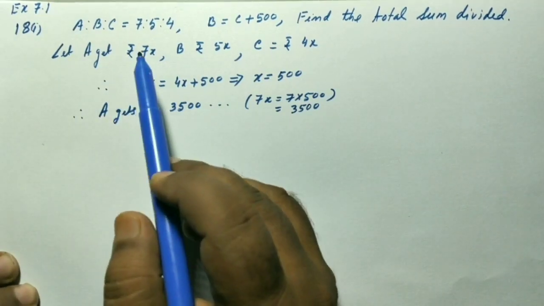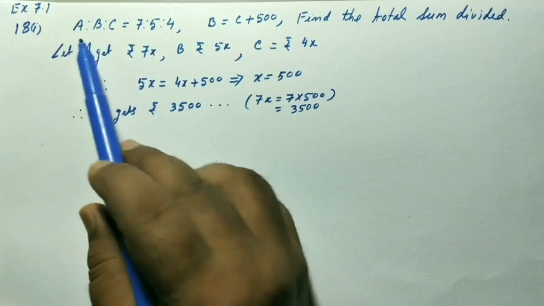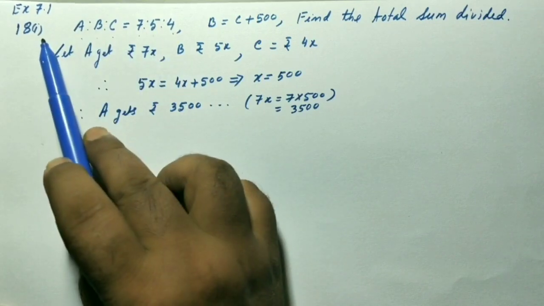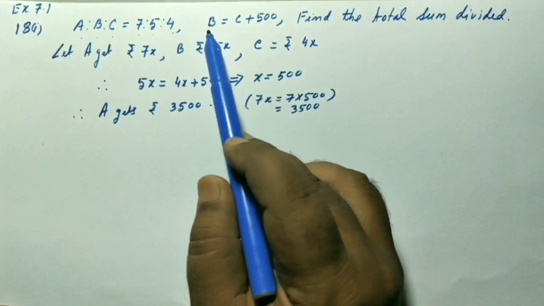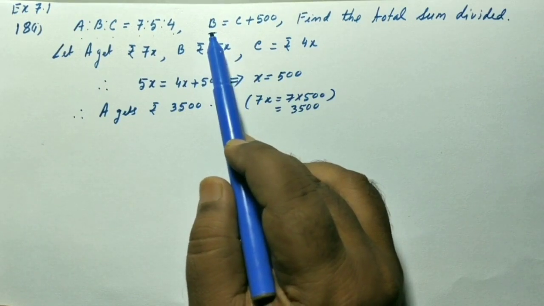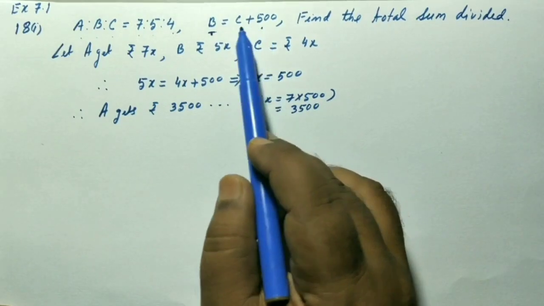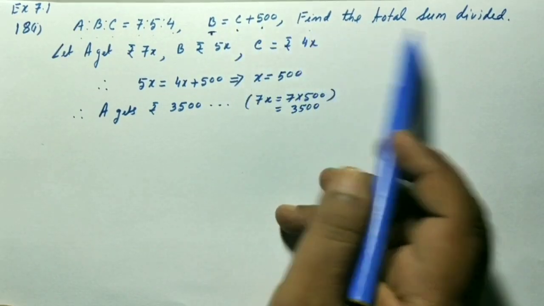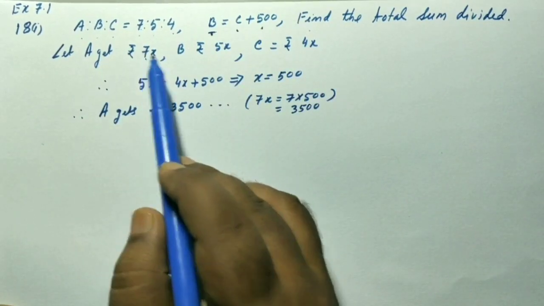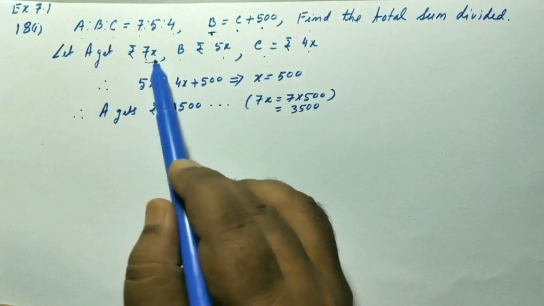And the question is, a certain sum is divided among A, B and C in the ratio 7:5:4. You can refer to the question from your book. And then they have mentioned that the amount which B gets is rupees 500 more than what C gets. Find the total sum divided. So if A gets 7x, B will get 5x and C will get 4x. That is, the common factor is x.